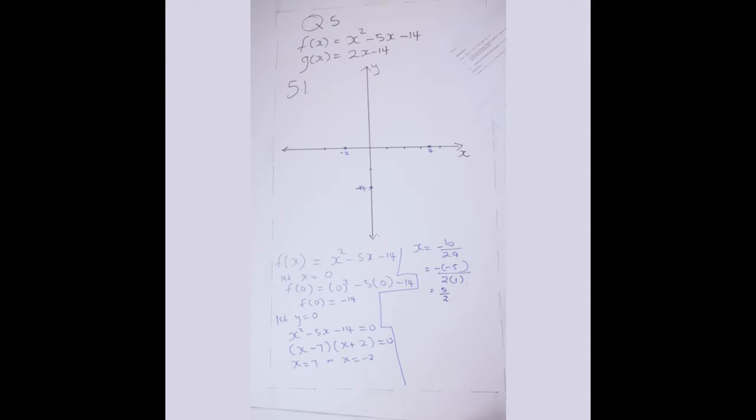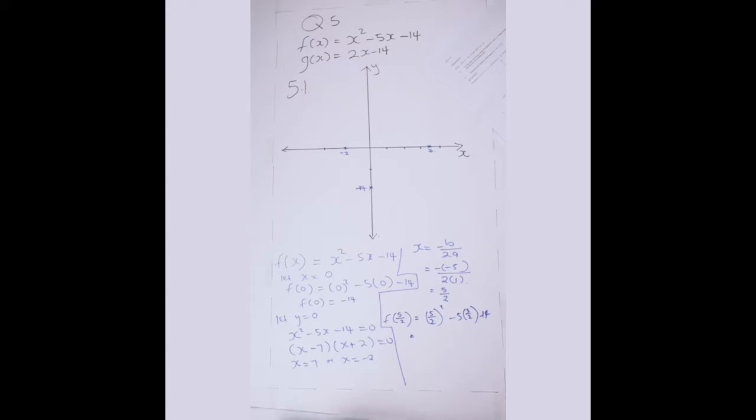Okay, a positive 5 over 2 can be written as a mixed fraction, which is 2 whole number 1 over 2. And after finding the x, we need to find the y. Remember to take the x value and substitute it into the original equation, which is f of x. So now it will be f of 5 over 2 equals 5 over 2 squared minus 5 times 5 over 2 minus 14.